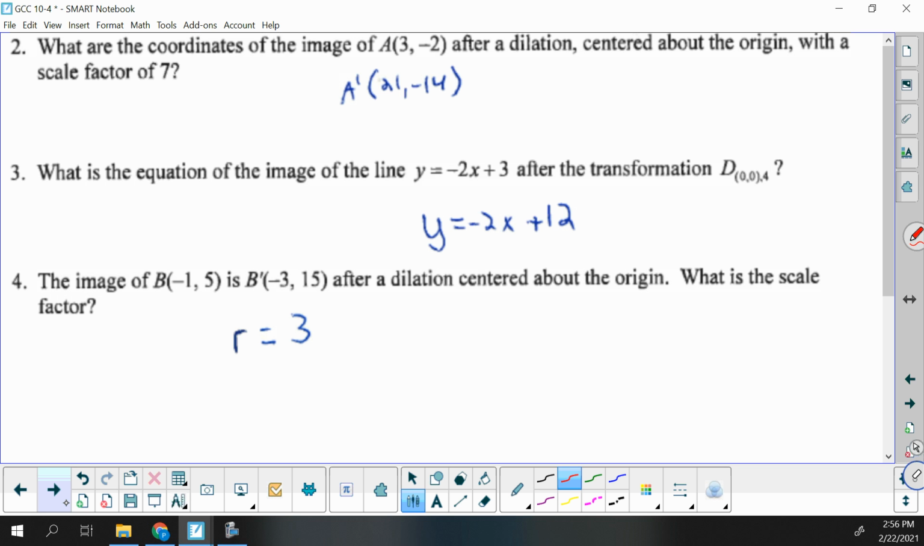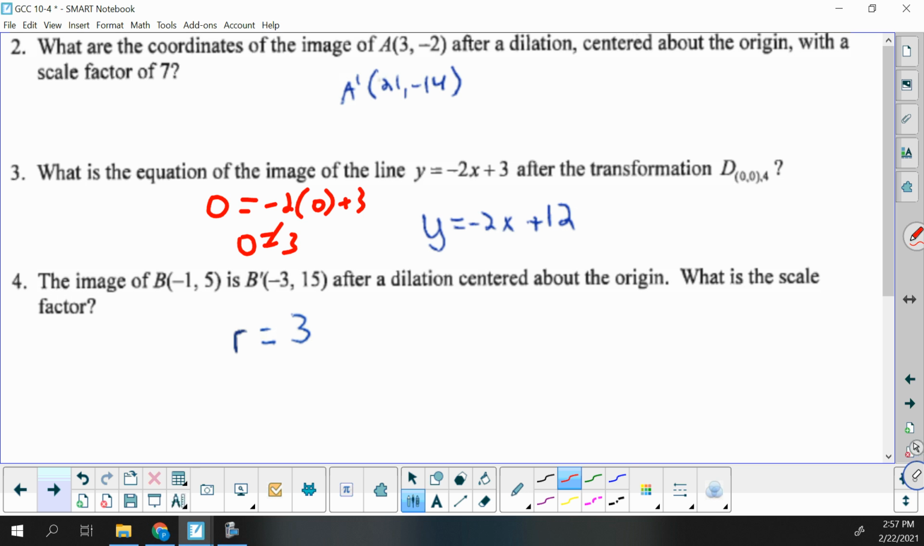The y-intercept is 3. We're dilating by 4 from the origin, so 3 times 4 just gives us 12 because it should be a parallel line. (0, 0) is not on that because if you sub in 0, you get 0 equals 3, which is not true. So that's why we know it's a parallel line and not the same line.